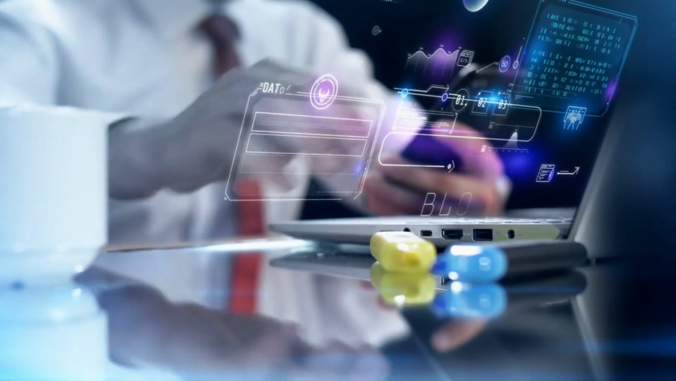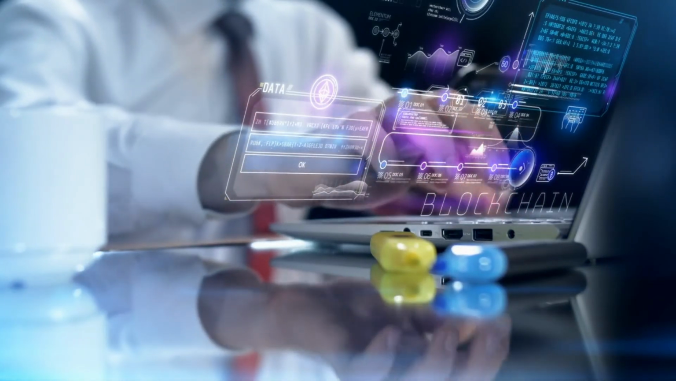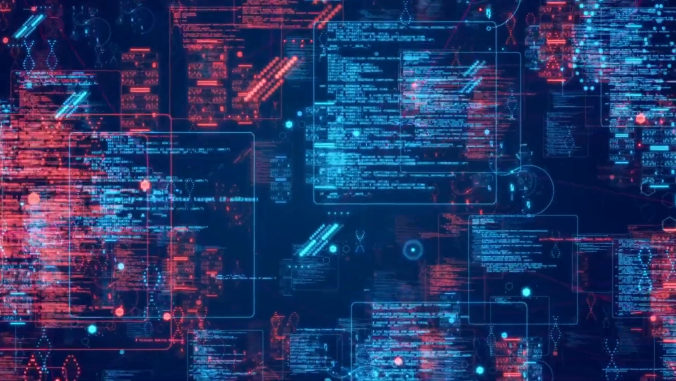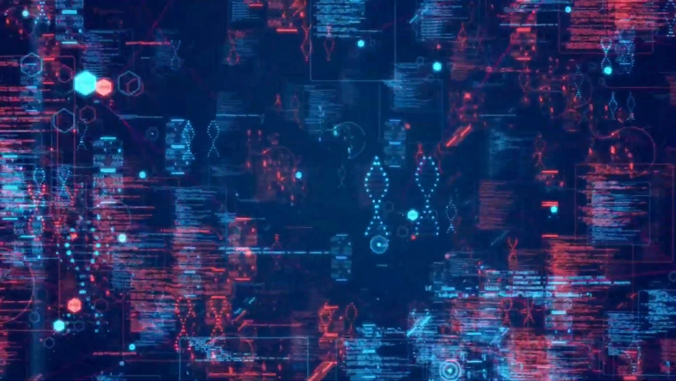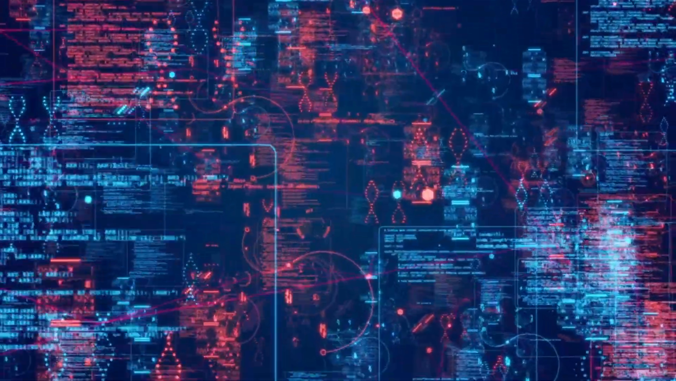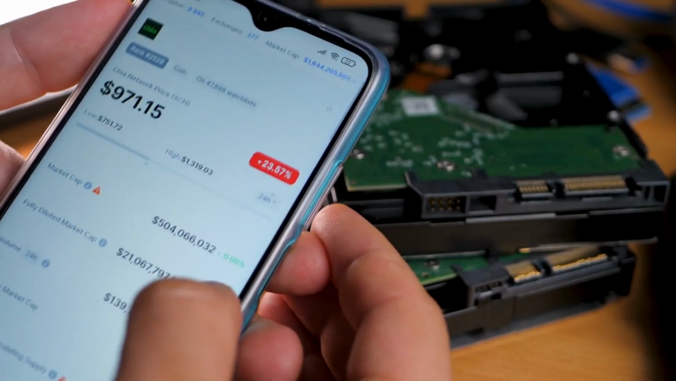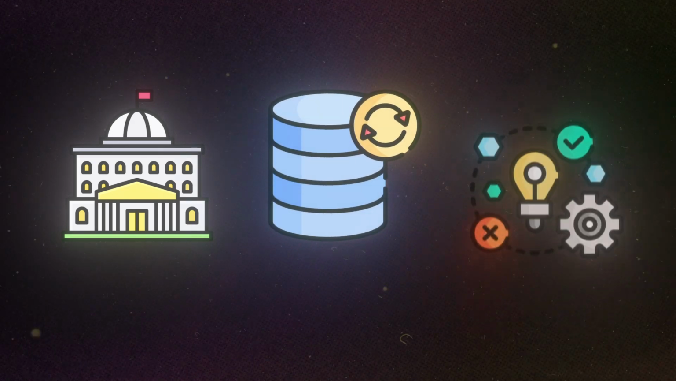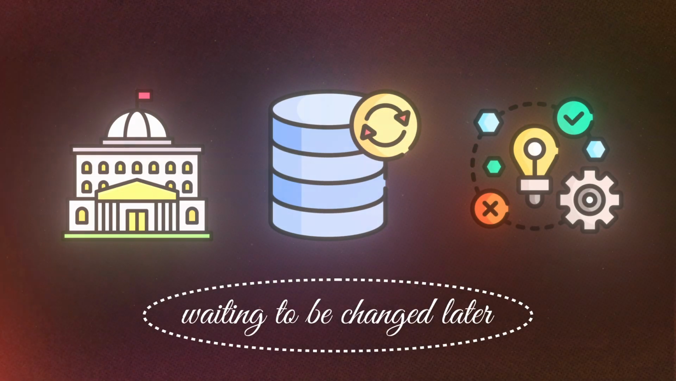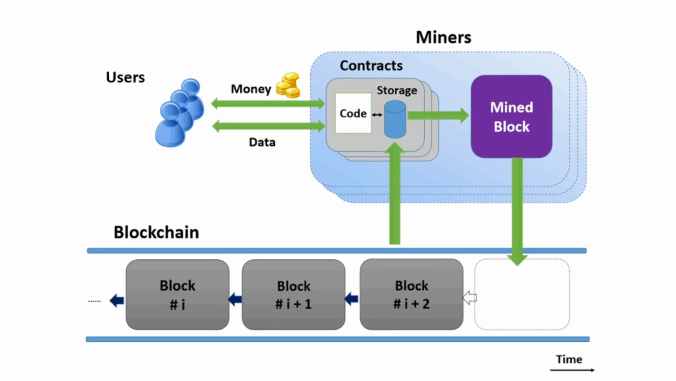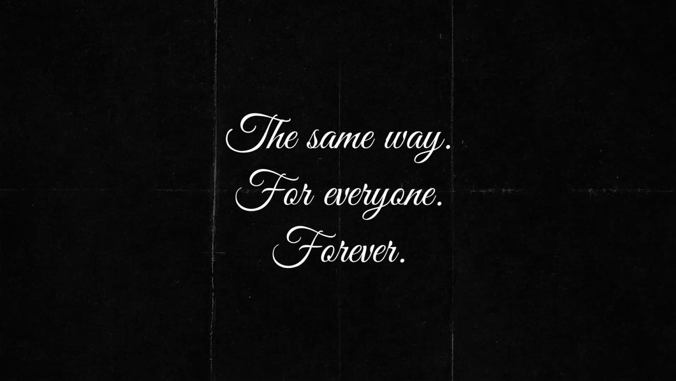Instead, every contract exists only inside the transaction that uses it. All the logic and data needed for the execution are embedded directly in the transaction itself. Once that transaction's spent, the contract is done. No lingering state, no hidden memory, no invisible logic waiting to be changed later. Every contract executes once, in full view of the network, the same way, for everyone, forever.